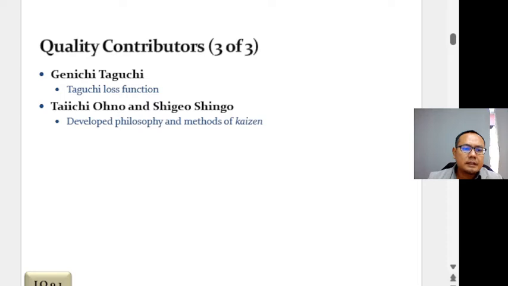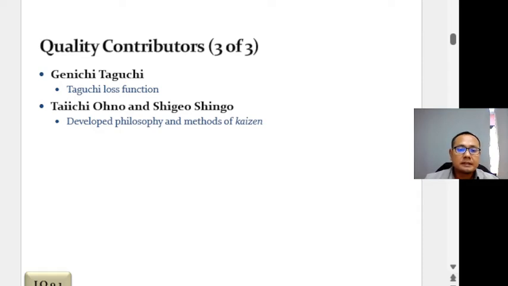And then you can see Genichi Taguchi. Taguchi is best known for the Taguchi loss function, which involves a formula for determining the cost of poor quality. The idea is that the deviation of a part from a standard causes a loss, and the combined effect of deviation of all parts from their standard can be large, even though each individual deviation is small. An important part of his philosophy is the cost to society of poor quality.